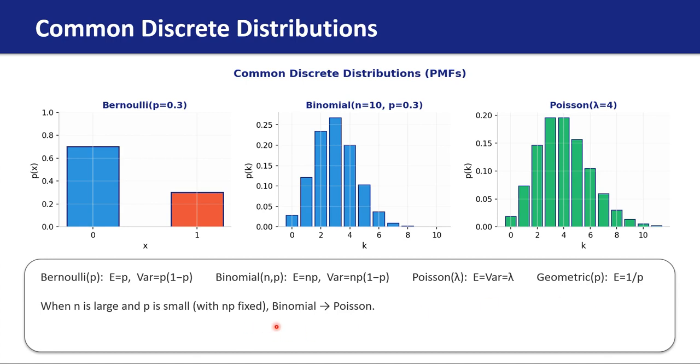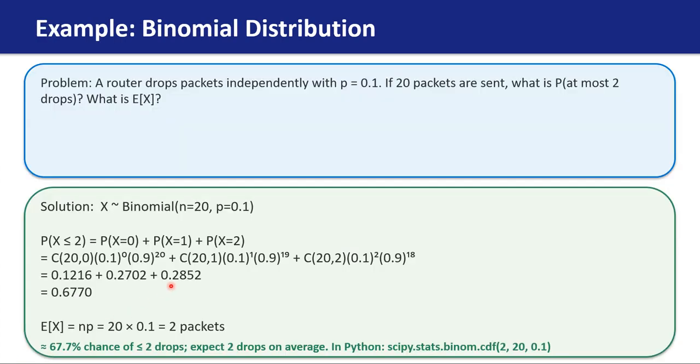A useful fact is that when n is large and p is small, with np fixed, the binomial looks like a Poisson. This is why Poisson is so common. Many real situations have lots of trials with tiny success probability. I repeat, when n is large and p is small, with np fixed, a binomial goes to a Poisson distribution.